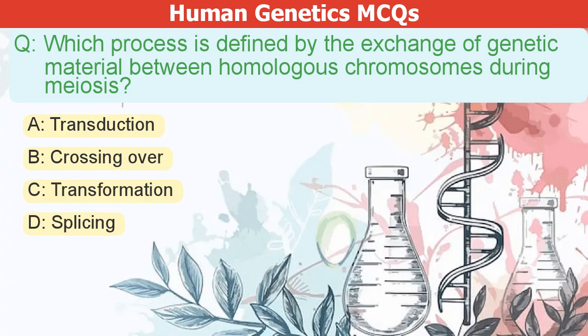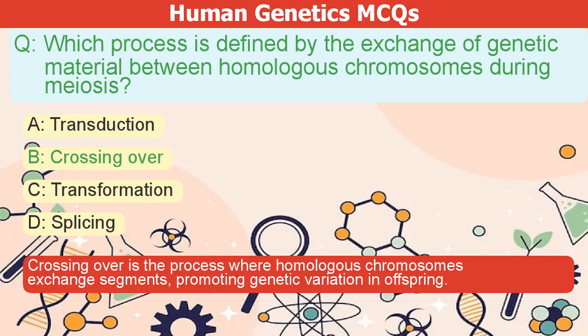Which process is defined by the exchange of genetic material between homologous chromosomes during meiosis? A. Transduction. B. Crossing over. C. Transformation. D. Splicing. The correct answer is B. Crossing over is the process where homologous chromosomes exchange segments, promoting genetic variation in offspring.